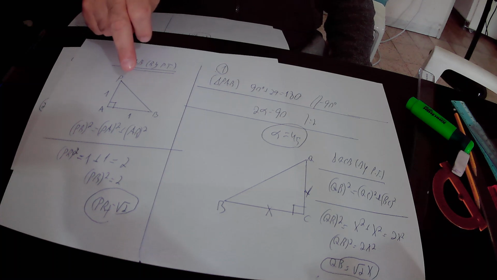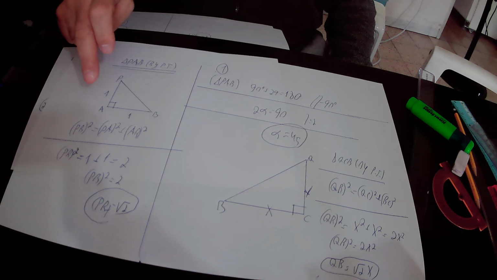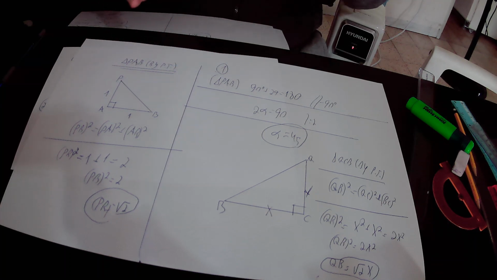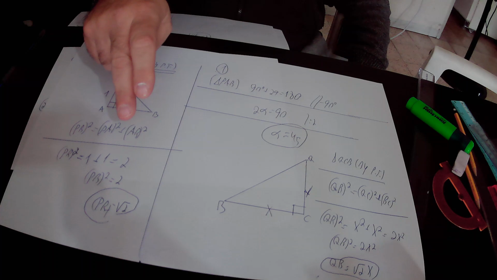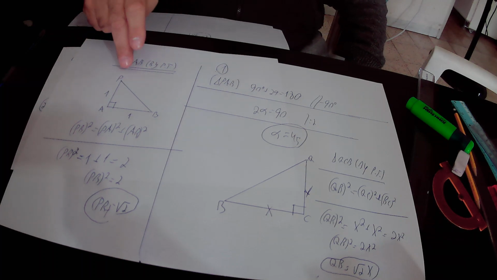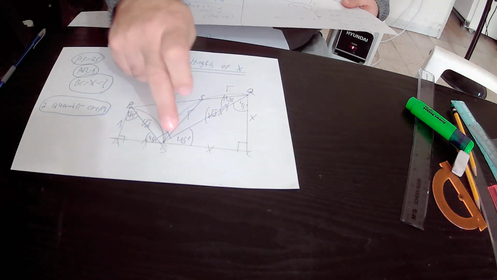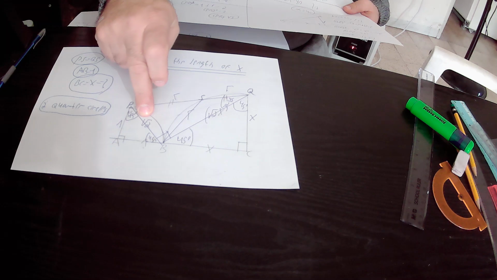AB is also 1, therefore AB square is 1 square, that is 1. So in total, PB square equals 1 plus 1, that is 2. So PB square equals 2. We took the square root of this equation and finally found out that PB equals the square root of 2. The hypotenuse PB equals the square root of 2 units in its length. So we can write here that PB equals the square root of 2 units in its length.